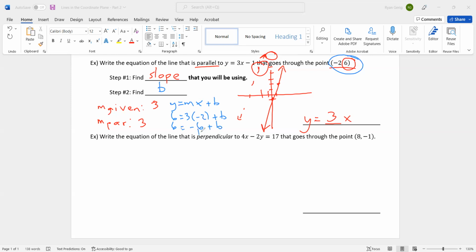Add 6 to both sides. I get 6 plus 6 is 12. So y equals 3x plus 12. And that makes sense. I said the y-intercept is somewhere way up here. 12 makes sense. Okay.